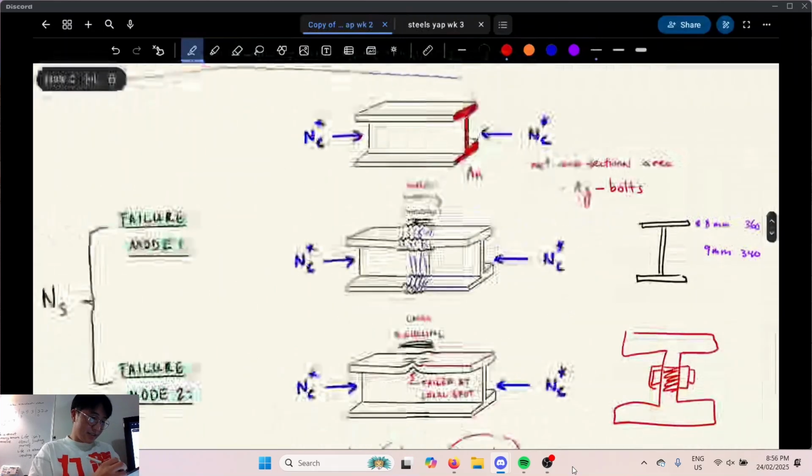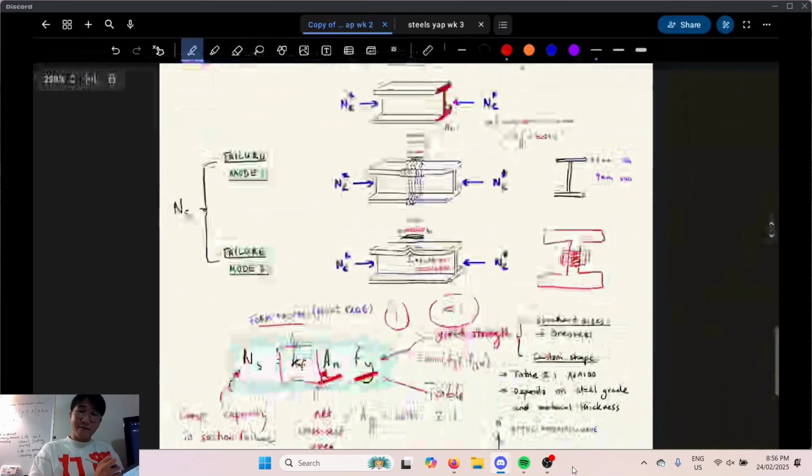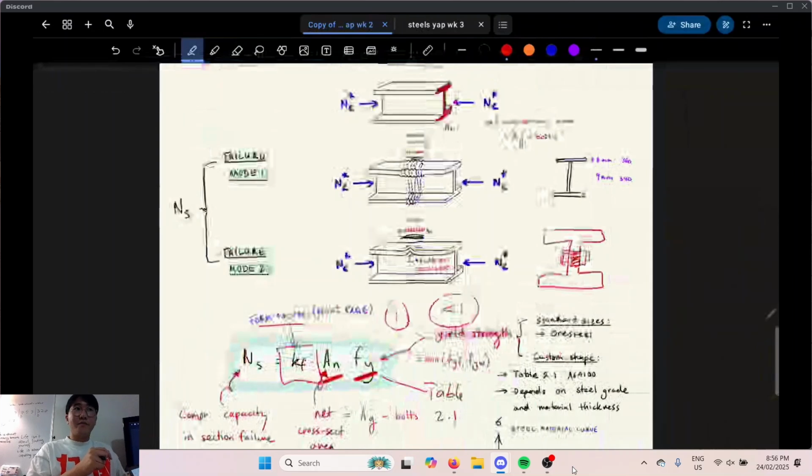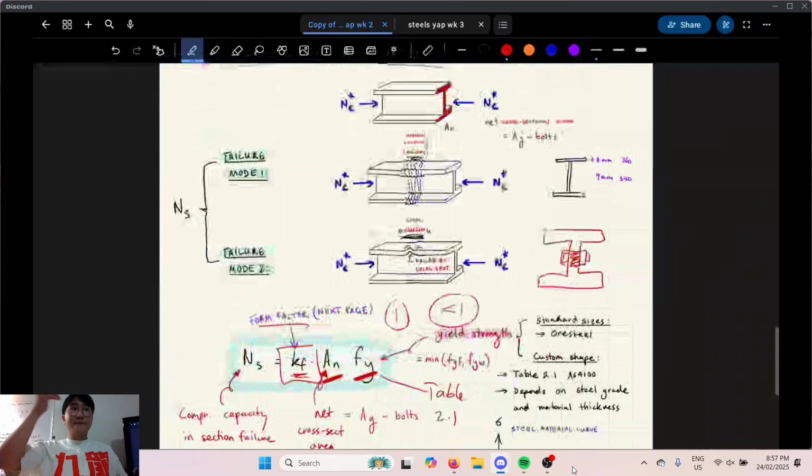Yield failure is included in this formula. Yield failure is as if KF is 1. Yield failure is if it doesn't buckle but it just crumbles. Yeah, and it's in that first formula. Because once you do KF, if KF is 1, you've already checked for yield failure, essentially. And if KF is less than 1, you've checked for yield failure and local section buckling. So basically, it's included.